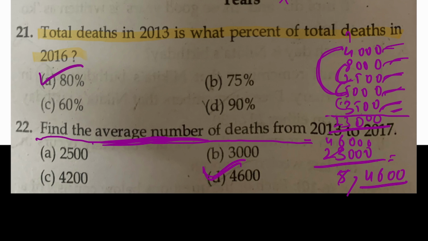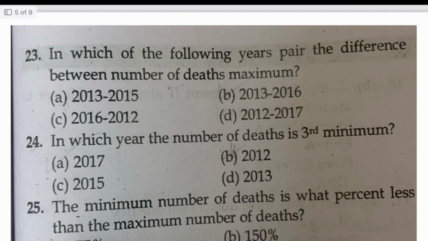So this is how you need to find the average. First, do the addition for the given data and divide by the number of data that they have given. So by this, you will get the answer. So the answer will be 4600. That is D. We'll check the third question.